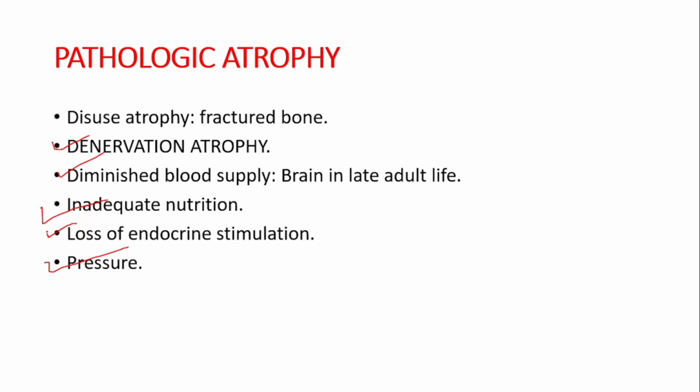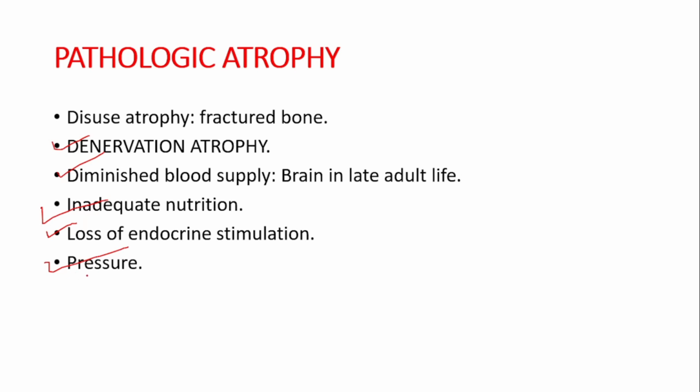The next is loss of endocrine stimulation. Breast and reproductive organs are dependent on endocrine stimulation for their normal function, but after menopause, where estrogen stimulation is lost, that results in endometrial atrophy and atrophy of the vaginal epithelium.